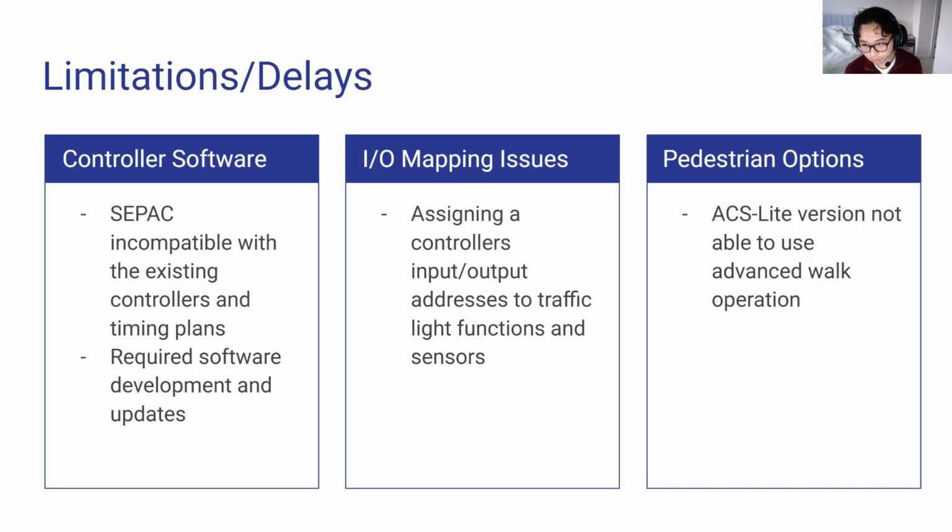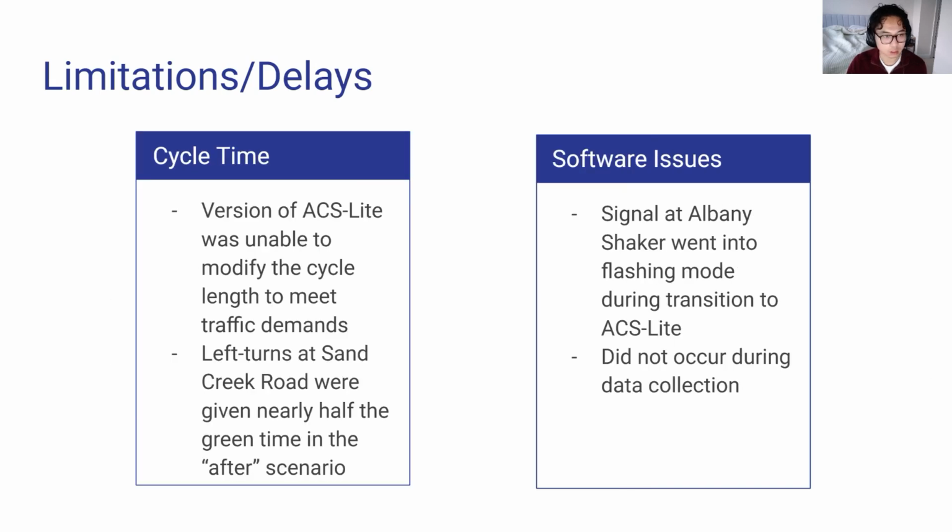And then there were also pedestrian options that ACS Lite, the version that was used at the time, was not able to use, and it was not able to accommodate advanced walk operation. There are also limitations with the cycle time. So this was actually one of the limitations that was not able to be addressed. And as you can see later, it causes issues in results.